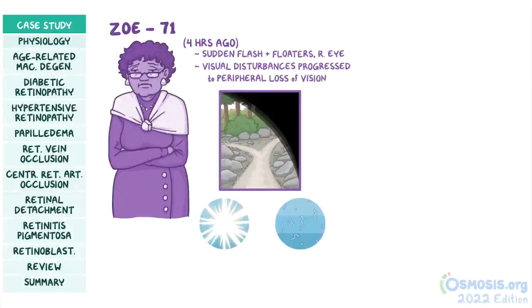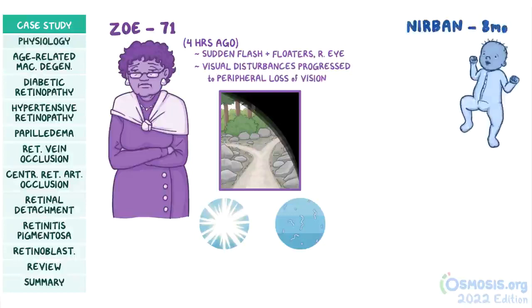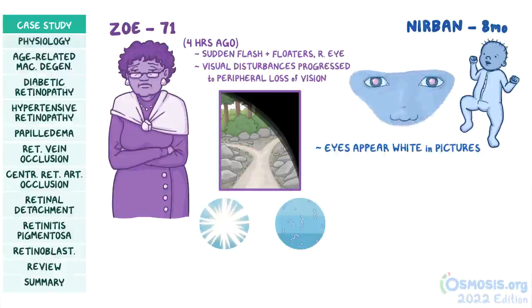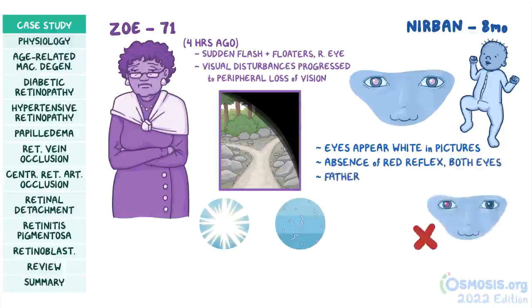Next to her, an 8-month-old male infant named Nurbin is brought in by his father, who is worried because he noticed that Nurbin's eyes appear white in their family pictures. Ophthalmologic examination reveals the absence of red reflex on both eyes. On further questioning, the father tells you that, as a child, he had to have his left eye enucleated, or removed, but he is unsure as to the exact reason why.